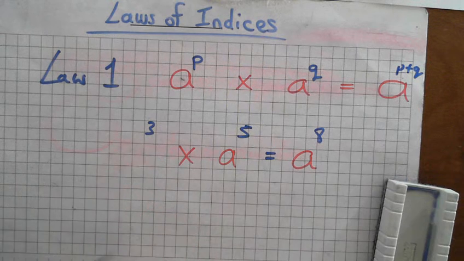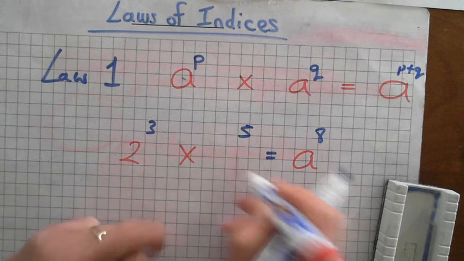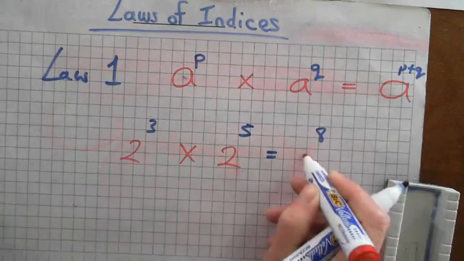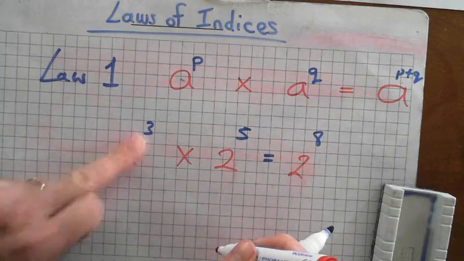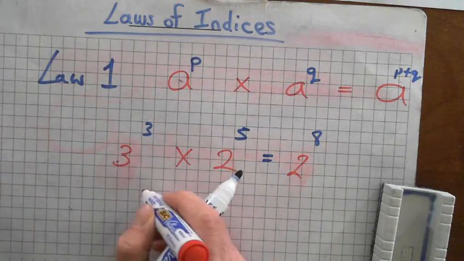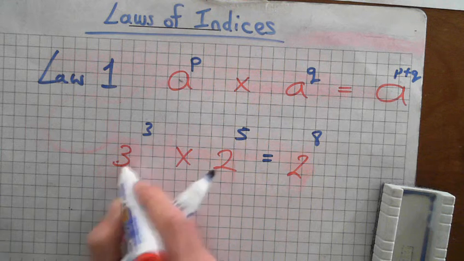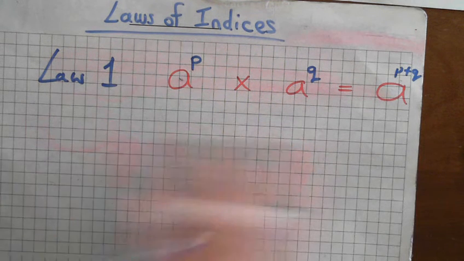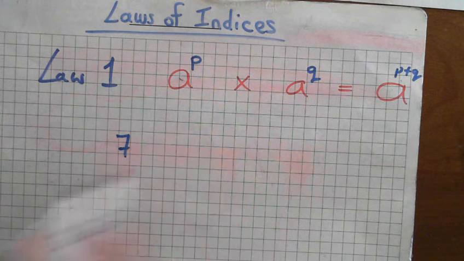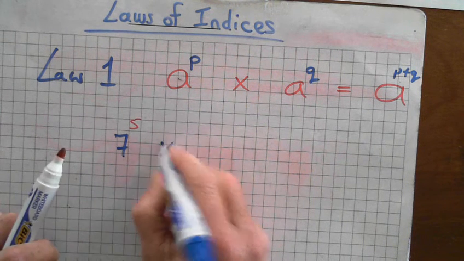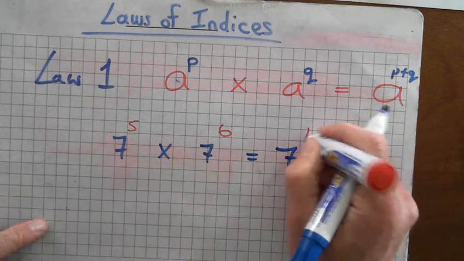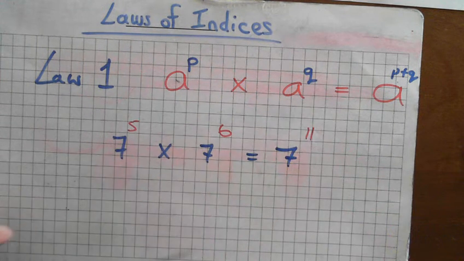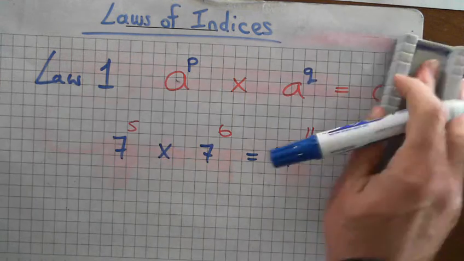Alright, so if the base number was a 2, the other base number has to be a 2. Does it work if that base number is 3? Is that correct? No, all the base numbers must be the same. Another example: 7 to the power of 5, 7 is the base, times 7 to the power of 6 is equal to 7 to the power of 11. You add the 2 powers. So that's law number 1 in indices.